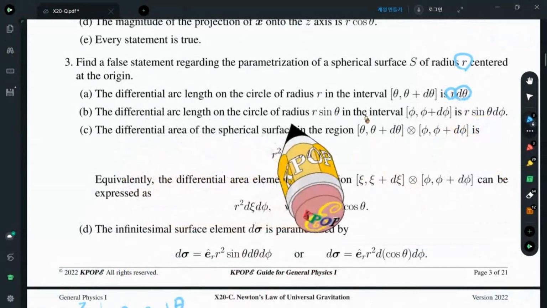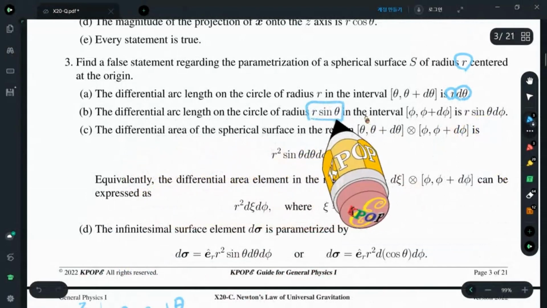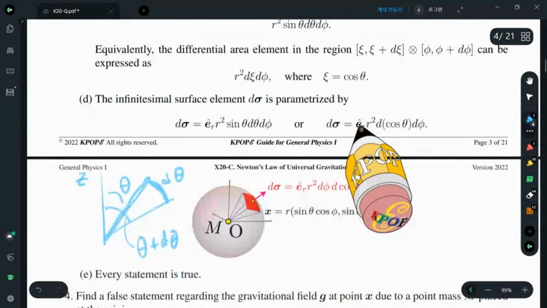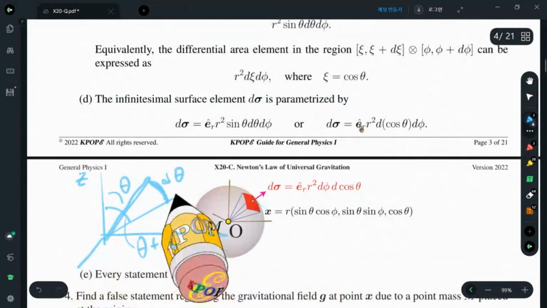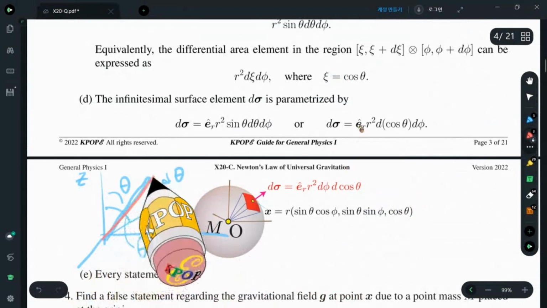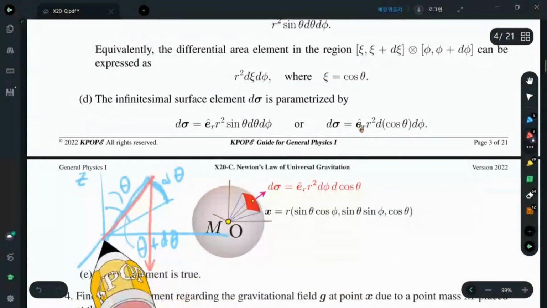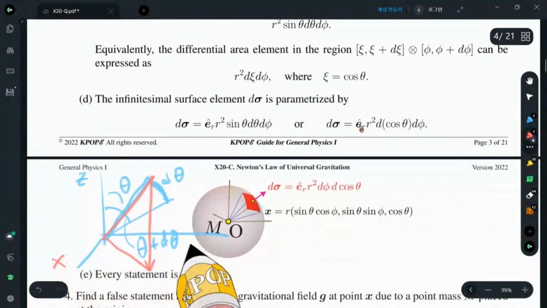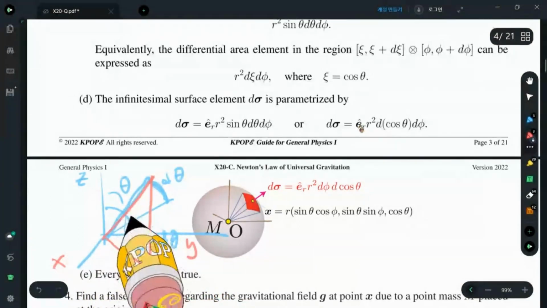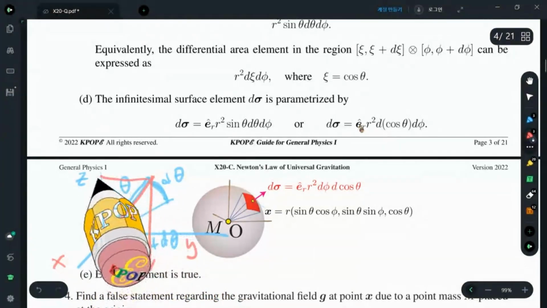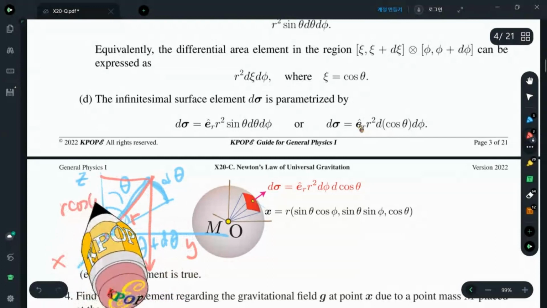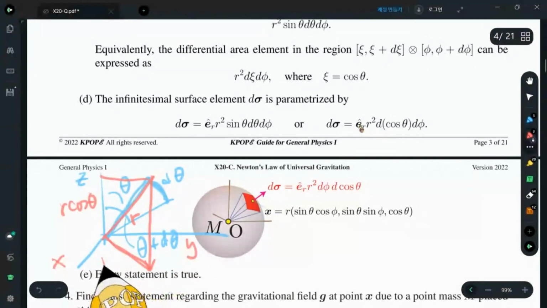Differential arc length on the circle of radius r sine theta. What is r sine theta? It's a projection, the radius projection onto the xy plane. This is r, so this is r cosine theta, and this projection is r sine theta.